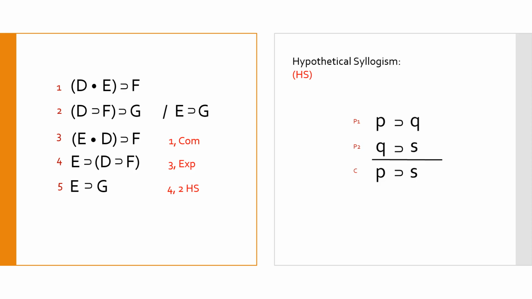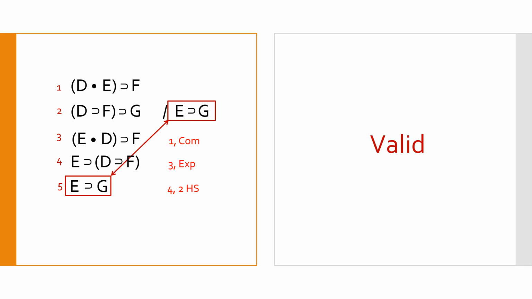And again, at this point, what we have is a pretty simple hypothetical syllogism using the second premise and the fourth line. Those put together do in fact lead to our conclusion, if E then G. And so we've actually gone and proved what we're supposed to be proving. This is a valid argument.